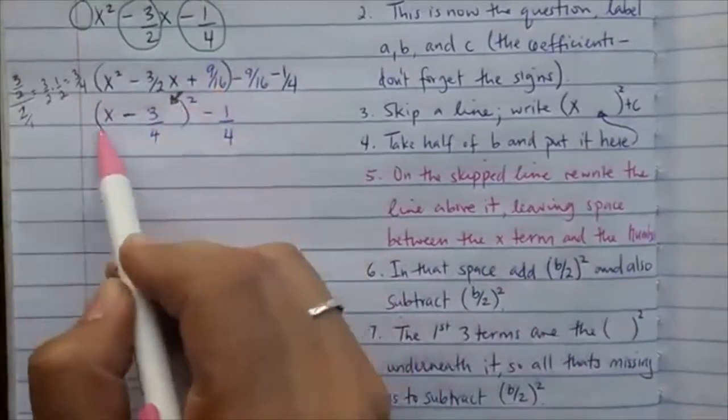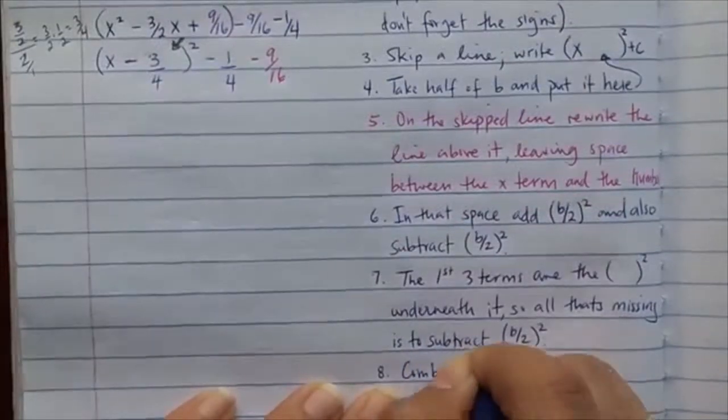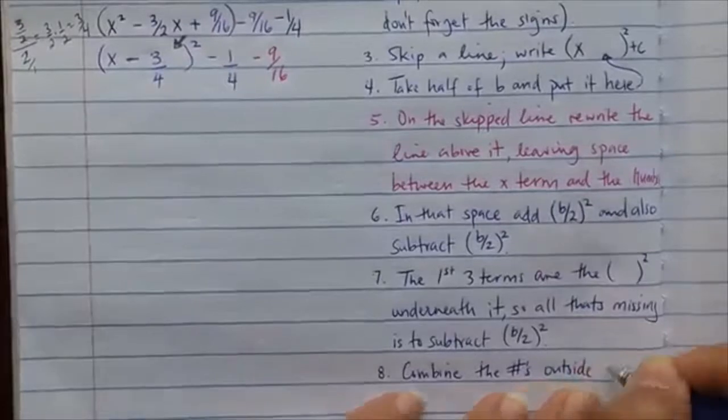This is a listening check. Color in negative 9 over 16. So we're going to put that in there. So number 8, combine the numbers outside the parentheses squared and simplify.